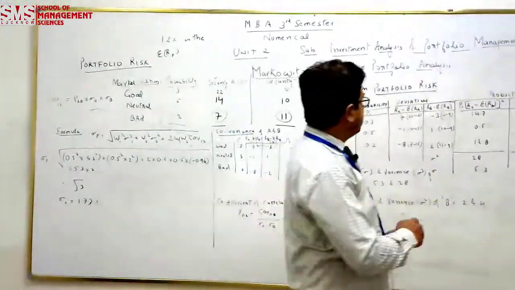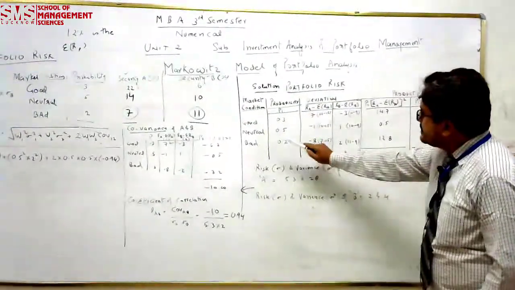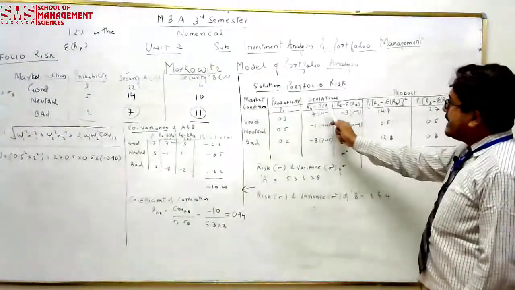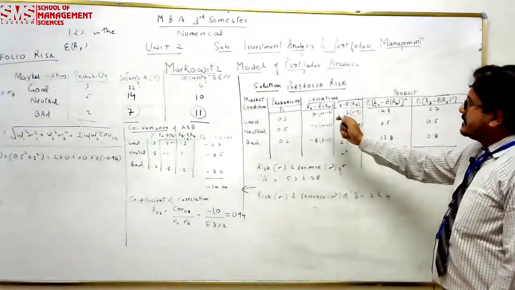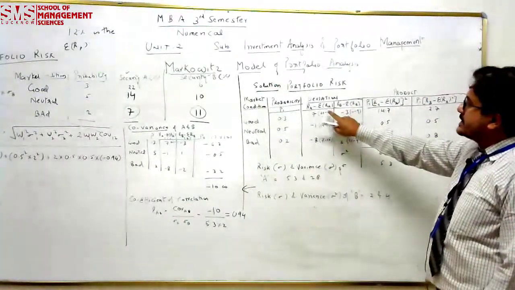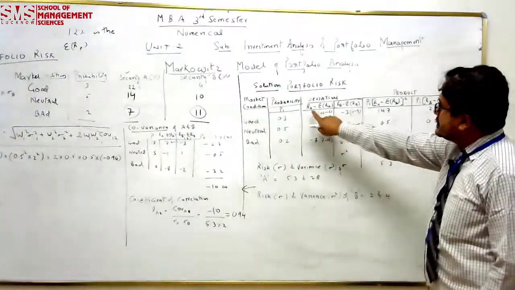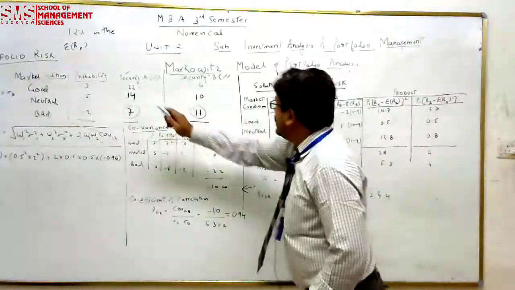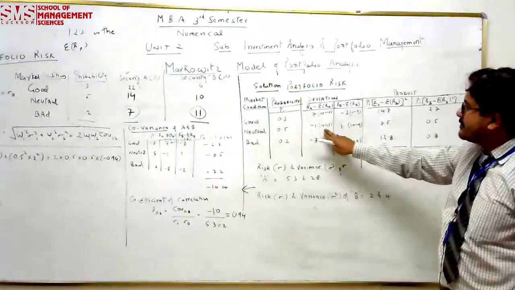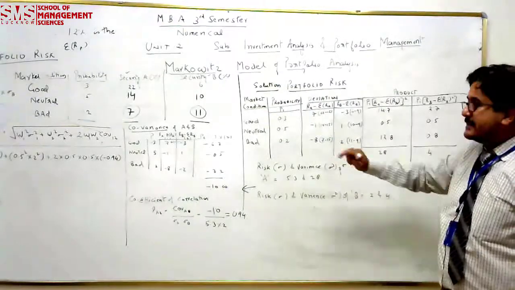Here, with the help of this table, probability is given, and the deviation from the mean. Here the mean is the expected return. In the last example, I told you the expected return of security A is 15%. So we just subtract 15 from 22 and we get 7. Similarly, 14 minus 15 equals minus 1, and 7 minus 15 equals minus 8.